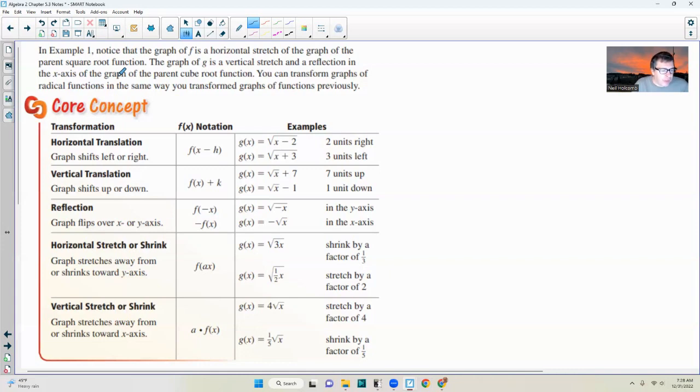If a is out in front, then it's a stretch by that factor. So 4 out front would be a stretch of 4. And a 1/5 out front is a shrink by a factor of 1/5. So all the rules that applied to what we've done in other functions to date apply to radicals.